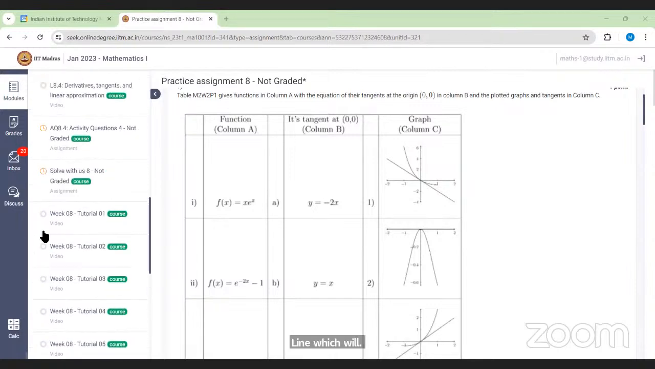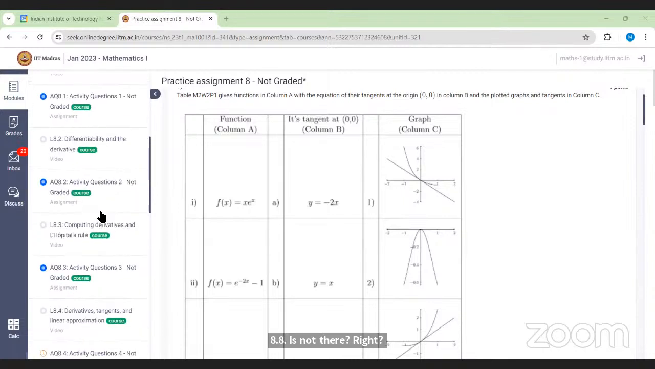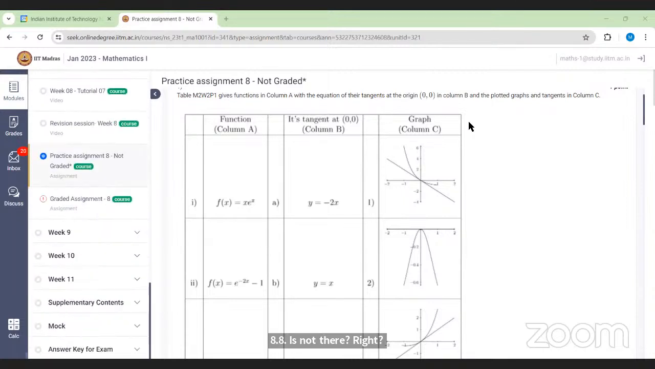8.8 is not there, right? 8.4 is the maximum. 8.3 question. Yeah, we'll go to 8.3 after practice.